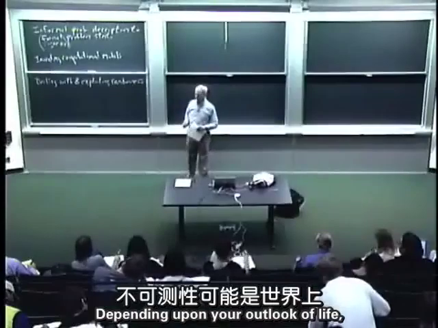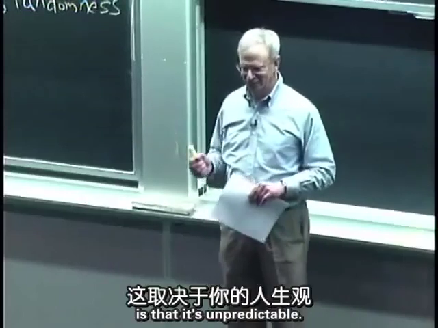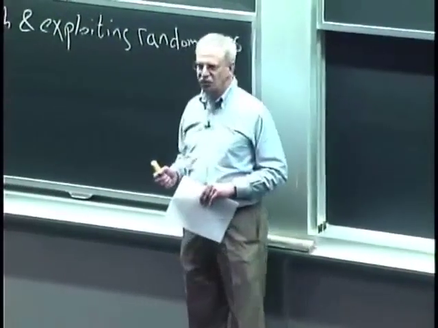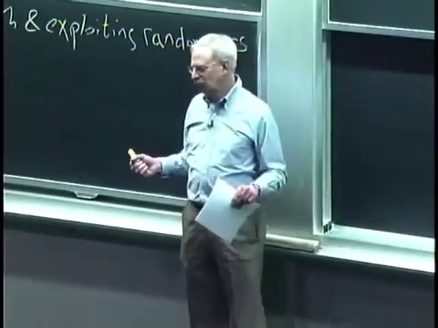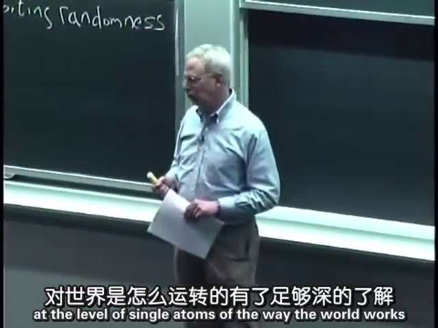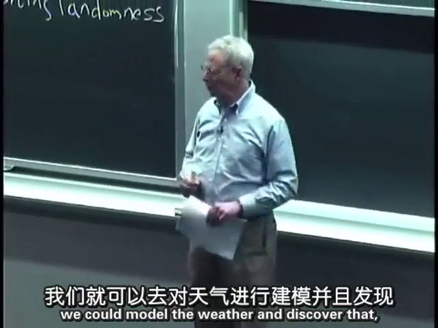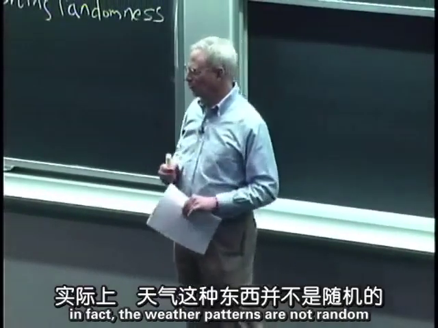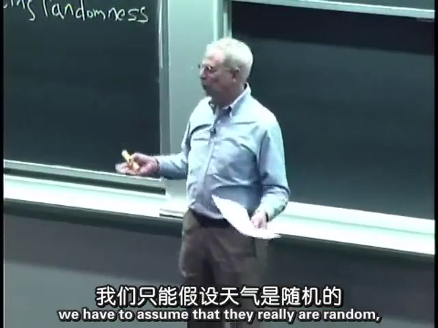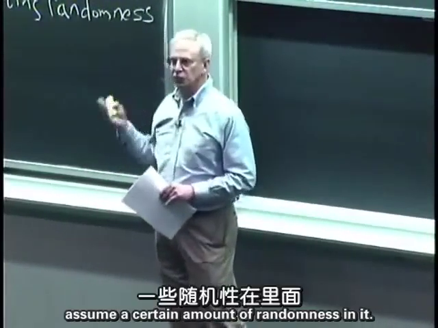Depending upon your outlook on life, one of the sad things in the world, or one of the happy things in the world, is that it's unpredictable. And things happen either at random or seemingly at random. It may be that if we had a deep enough understanding at the level of single atoms of the way the world works, we could model the weather and discover that, in fact, the weather patterns are not random, but entirely predictable. Since we can't do that, we have to assume that they really are random, and we build models of the weather that assume a certain amount of randomness in it.